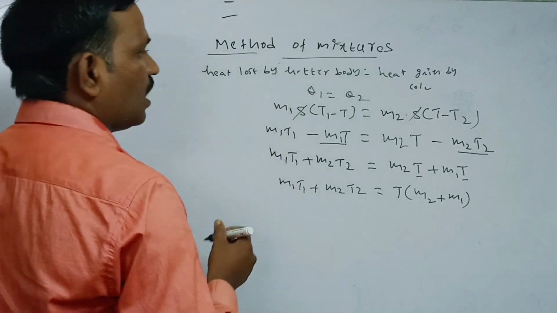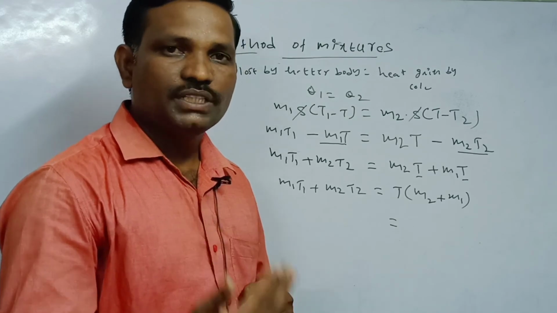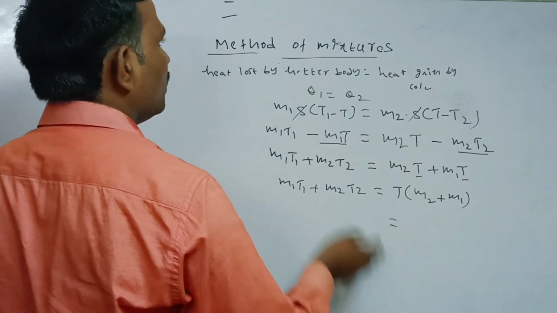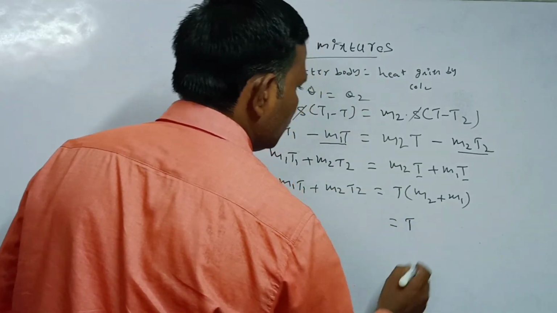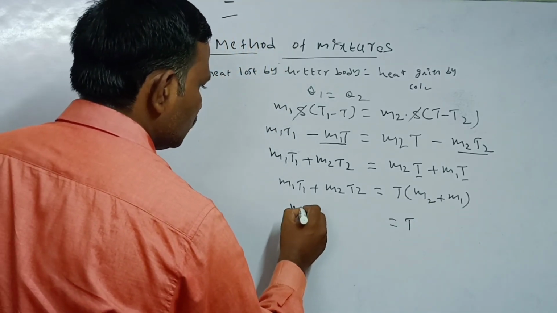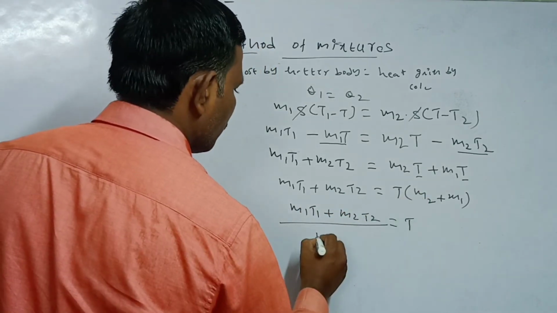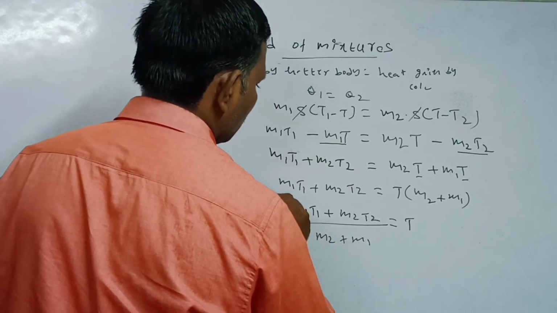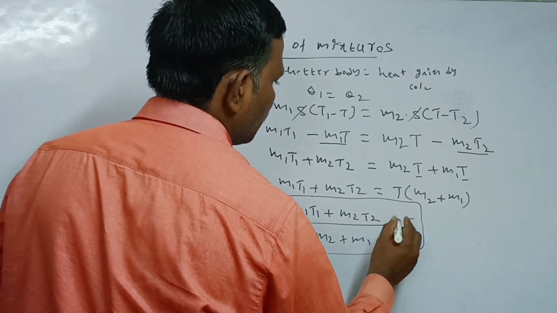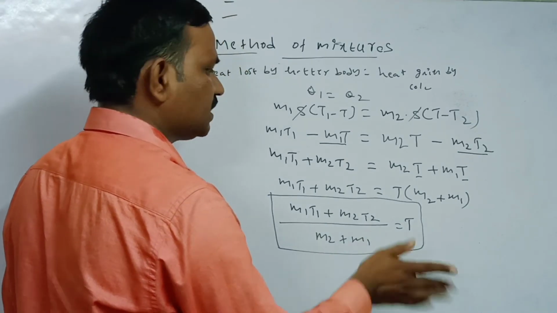I want to find out capital T because I told you the temperature of the mixture is capital T. Now I want to find out the temperature of the mixture, that means capital T. Then send this term to this side, then it becomes divide. Now see, M1 T1 plus M2 T2 divided by M2 plus M1. This is the formula to find the temperature of the mixture. No problem, here we can write M1 plus M2 or M2 plus M1.